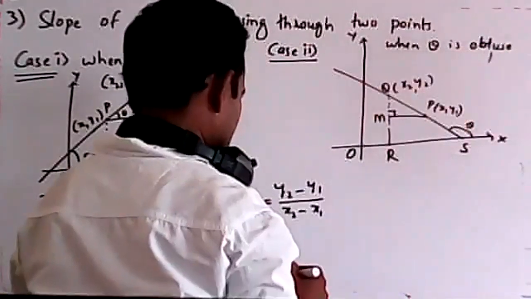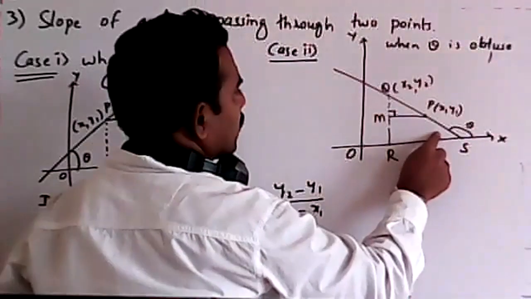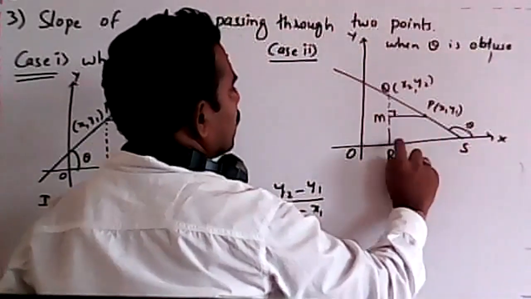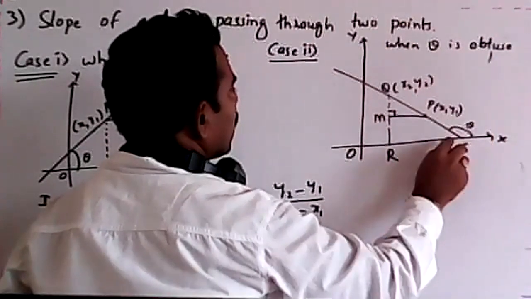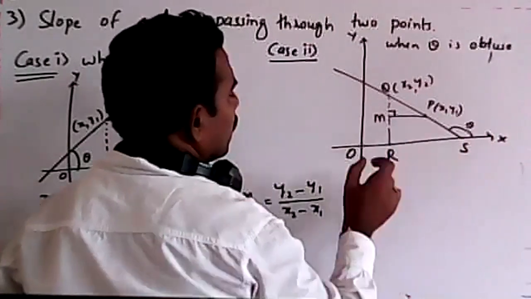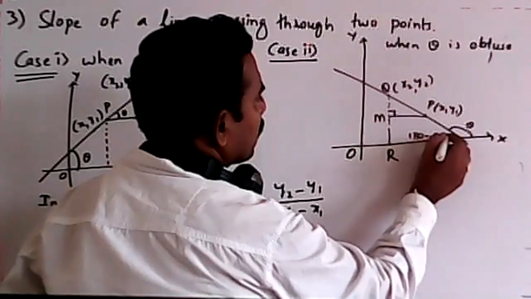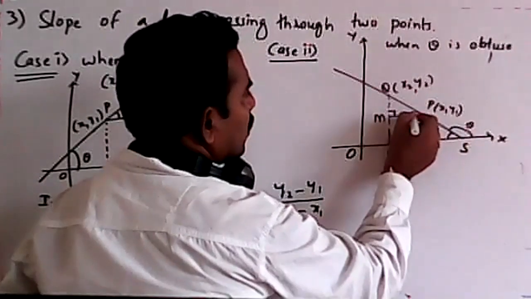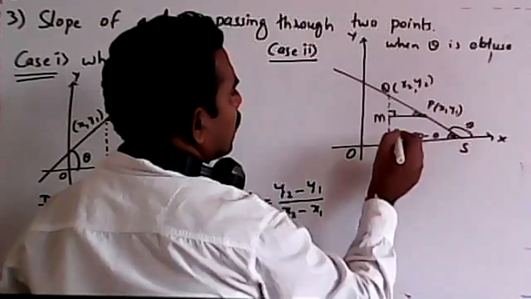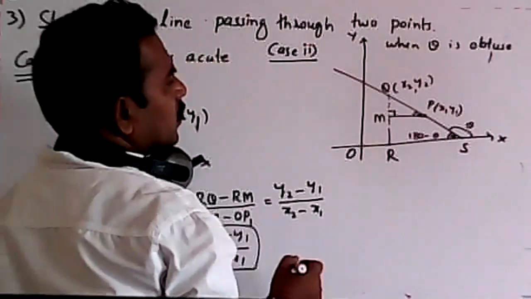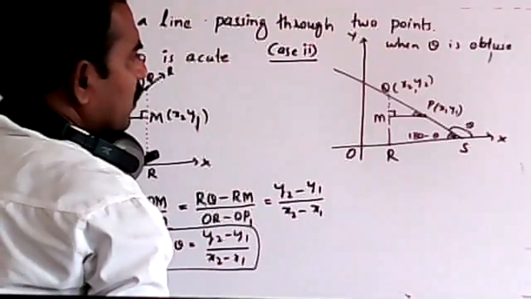Now, if it is theta, then how much is this? This is a straight angle, so if you remove this theta from the straight angle, this gives 180 minus theta. And these are the corresponding angles. Then angle P is also 180 minus theta.